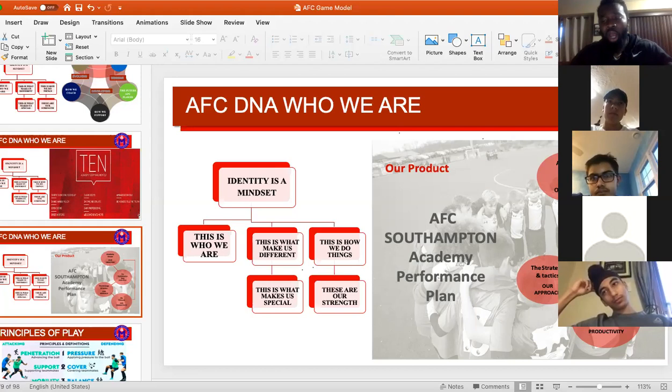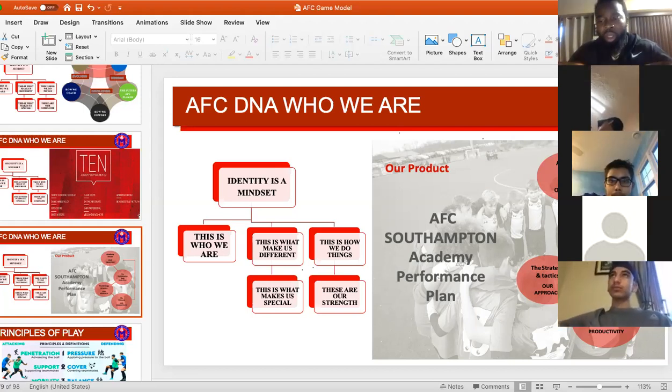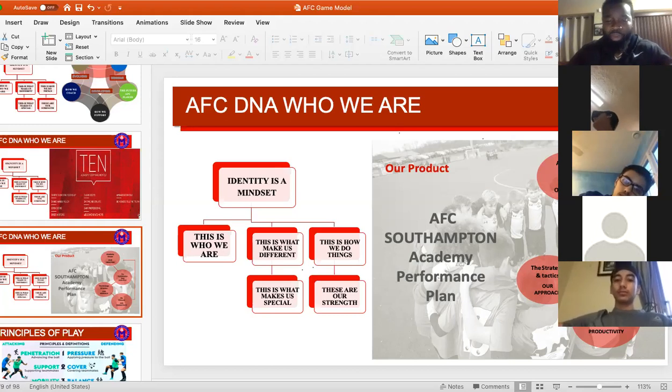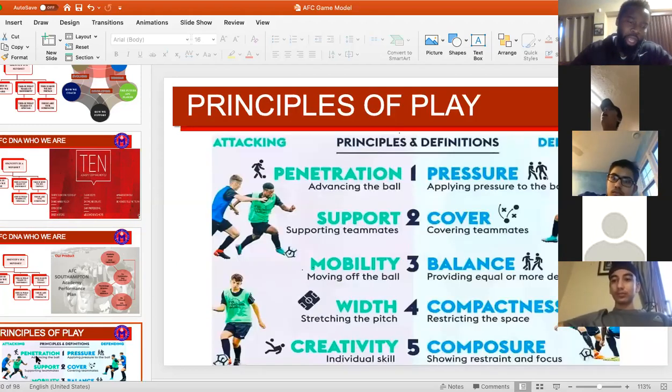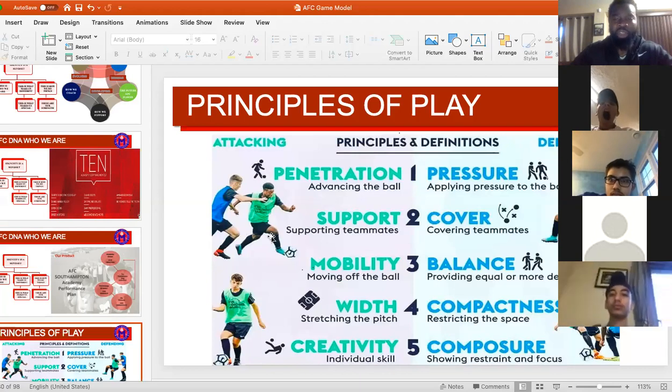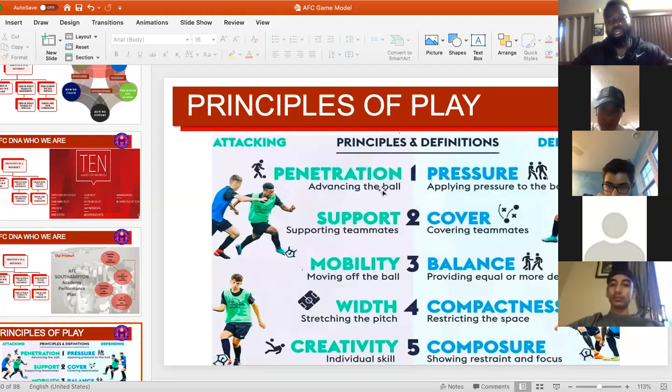And then what will be the outcome on our productivity? The outcome, we want to win a game, right? The product is we want to have good players on the field, right? So again, as a player, it's very important for you to understand these principles.